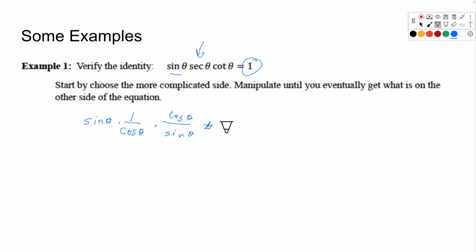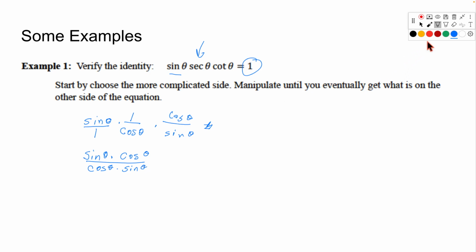Actually, I'm going to get away from the x. What I'm going to do is just work the left side. I'm not working this as an equation. I'm going to work the left side until I get it to be 1, right? And so sine theta, think of it as sine theta over 1. We just multiply the tops. So sine theta times cosine theta in the top, cosine theta times sine theta in the bottom.